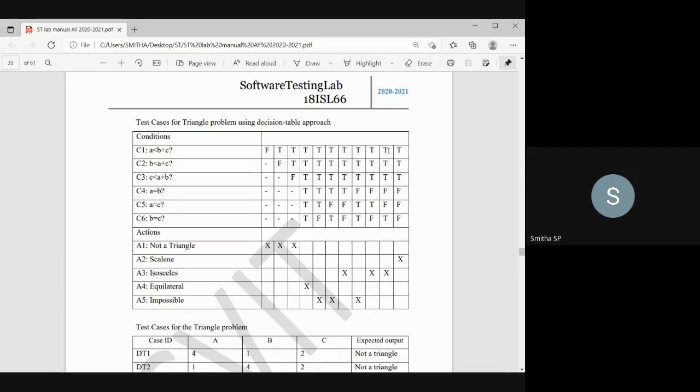Let's move to the eighth rule. The three conditions are satisfied to form a triangle. So moving to the fourth condition, A is equals to B, false. A is equals to C, false. B is equals to C, true. Side B is equals to side C. Two sides are equal here, so the action should be isosceles triangle.